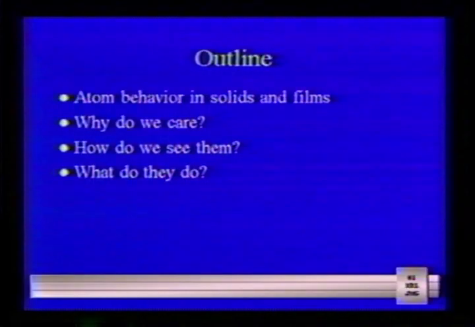Just to give you an outline of what I'm trying to say, the main focus of the talk is on the behavior of atoms in solids and what I call films, which I'll explain a little bit later. Basically, the general idea is I want to explain why we care about this sort of thing. I've sort of given you an idea already, but there'll be more specific examples. And how do we actually see these atoms? How do we get that kind of a picture which actually shows individual atoms? And what kind of behavior do they exhibit that's interesting and important? So those are the three areas that I'll be talking about.